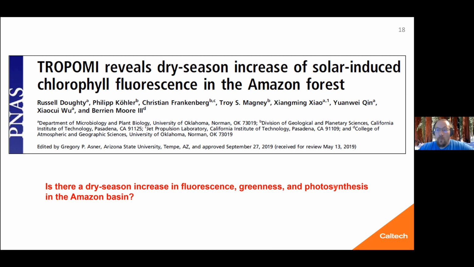But TROPOMI has a very wide swath, and it has a global near daily revisit time. So we chose TROPOMI to see what we could dig out of the data to see if we could also see this dry season increase in fluorescence. And here we're just addressing the dry season itself. We're not looking at drought because when I started this paper at this time, we only had 1 year of TROPOMI data. And we also looked at greenness. So we looked at MODIS and also photosynthesis from the vegetation photosynthesis model, VPM, which is a light use efficiency GPP model that we produce in Dr. Xiao's lab.